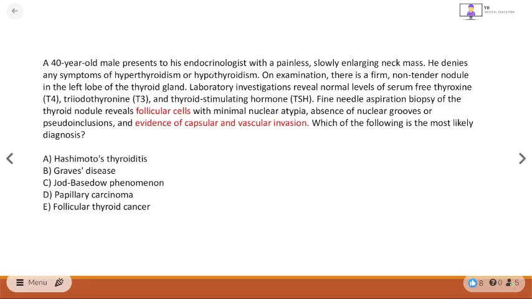So let's see here. This case, a 40-year-old male presents to his doctor with a painless, slowly enlarging neck mass. Okay, painless, enlarging neck mass. He denies any symptoms of hypothyroidism. On examination, there is a firm, non-tender nodule in the left lobe of the thyroid gland. Laboratory investigations reveal normal levels of serum free thyroxine, T3, T4, and TSH. Fine needle aspiration biopsy reveals follicular cells with minimal nuclear atypia, absence of nuclear grooves and pseudo-inclusions. That tells us that it's not papillary carcinoma, and evidence of capsular and vascular invasion. So this is follicular carcinoma.